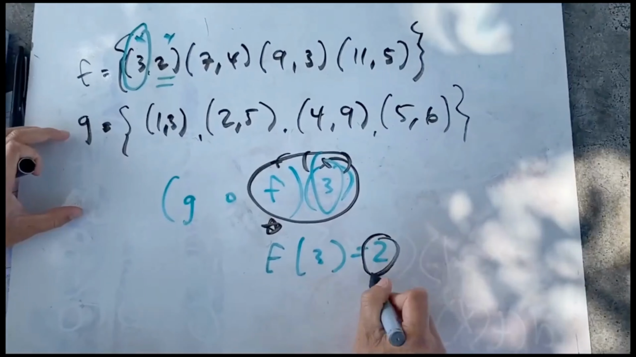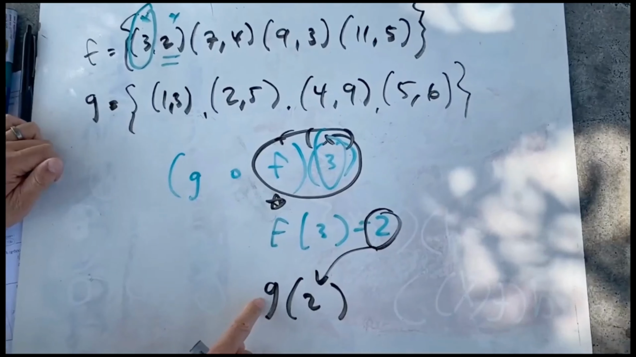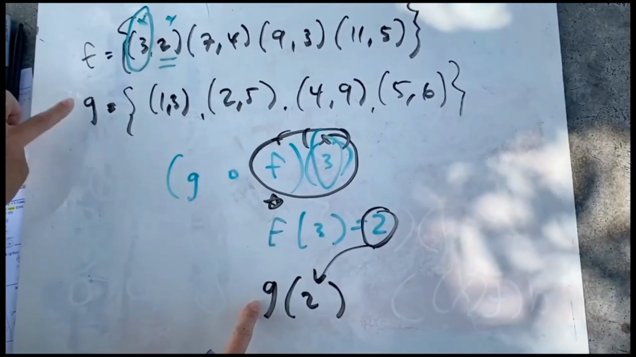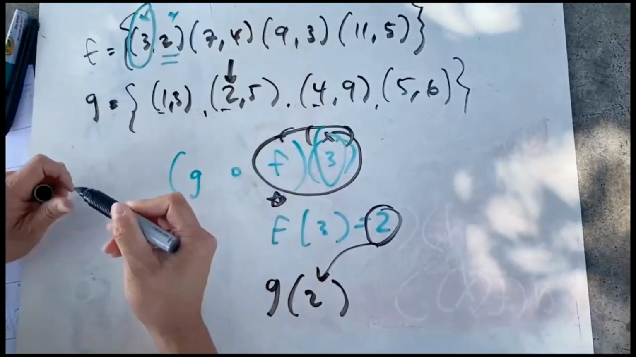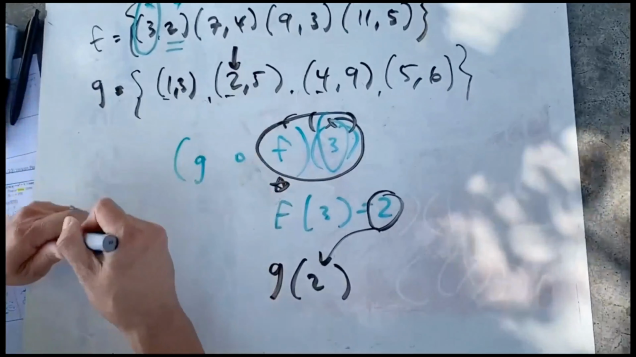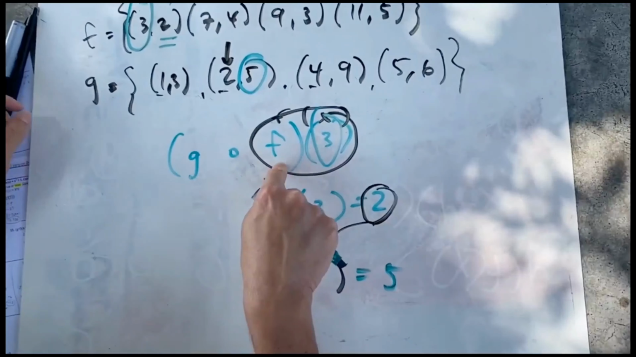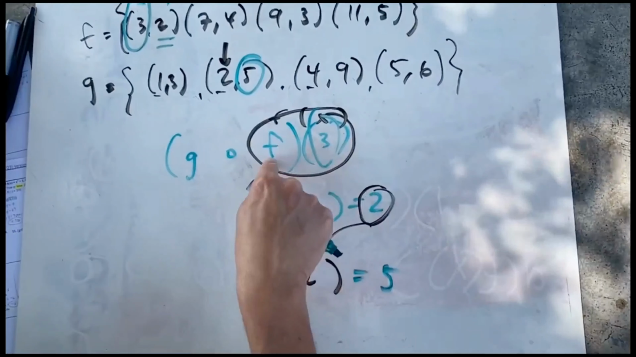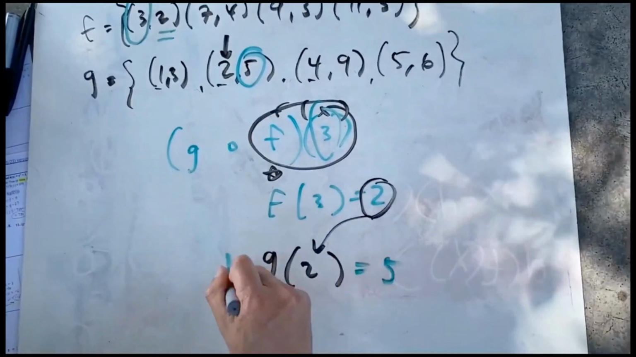This 2 now becomes the input for g. So now I'm going to go from g to over here and find where the x value is 2. That's right here. That's my input, g of 2. The answer is 5. So start here on the right side, find that on the f, find the answer, then put it into g, and you get an answer of 5.